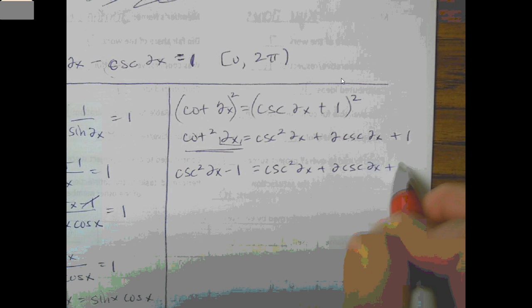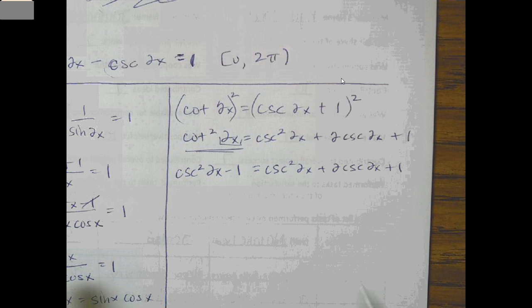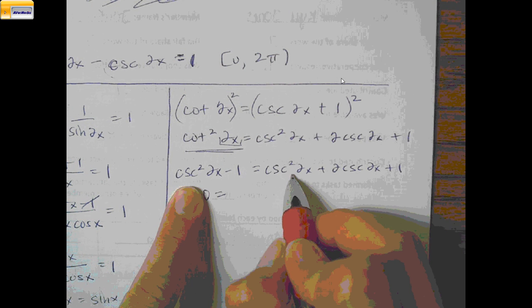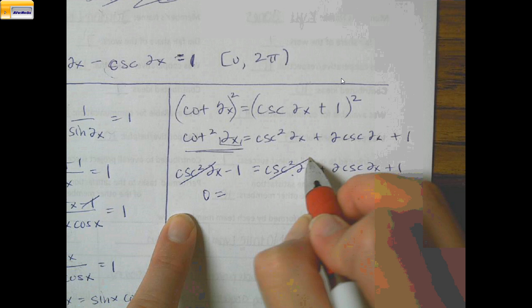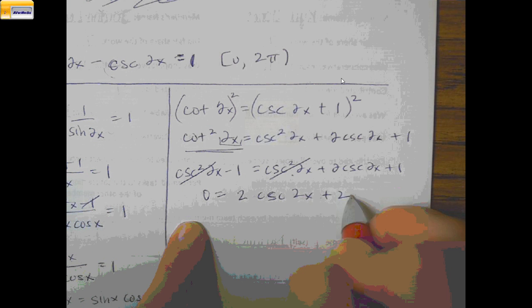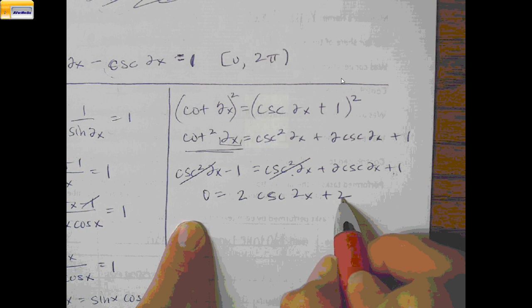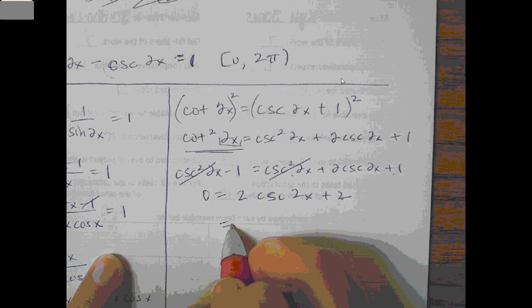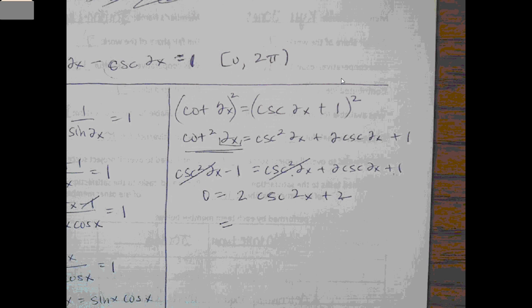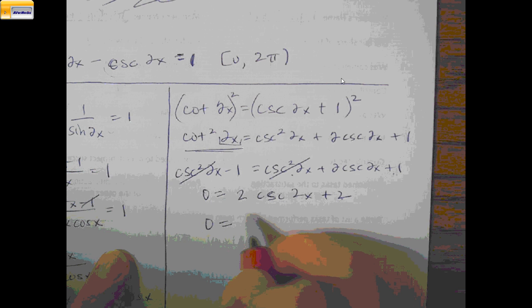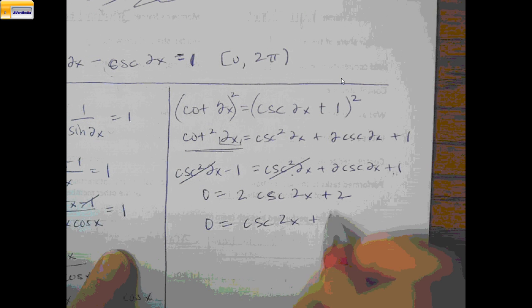But now I can put some stuff together. Let's get 0 on the left. So cosecant squared 2x, here's cosecant squared 2x. Subtract, those are gone. Add 1 to both sides, and that's going to become 2. So now I have 2 cosecant 2x plus 2. So I added 1 to both sides. This 1 became a 2. And then, let's see here. I can take a 2 out, or divide everybody by 2. 0 divided by 2 is 0. This guy divided by 2 is cosecant 2x, and that's a 1. Subtract 1 from both sides.